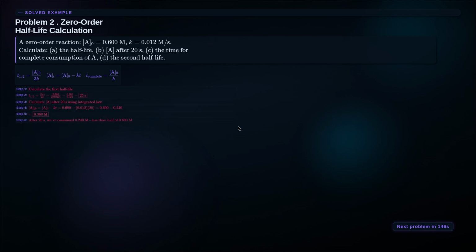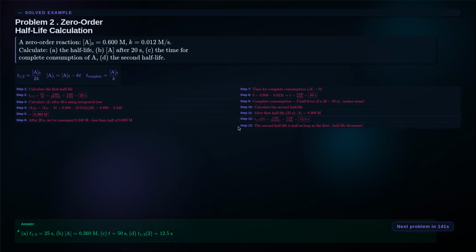Problem 2. Zero-order half-life calculation. A zero-order reaction has initial concentration 0.600 molar and K equals 0.012 molar per second. Calculate the half-life, concentration after 20 seconds, time for complete consumption, and the second half-life.